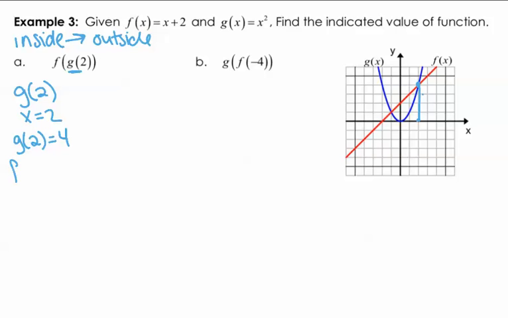Now I can say that I want to find f of 4, because f of g of 2, g of 2 is equal to 4. So what I've done is I've swapped out g of 2 for 4. So now what does that mean? Well, my f function is red, so I want to find f of 4. So that means I want to find my x value being 4, but I want to look on my red line.